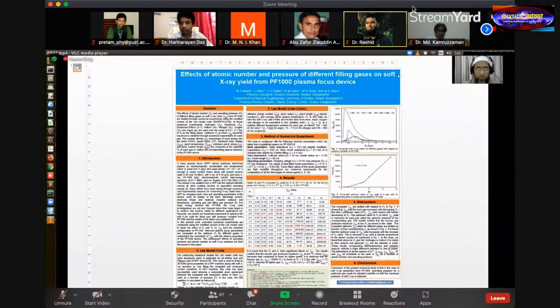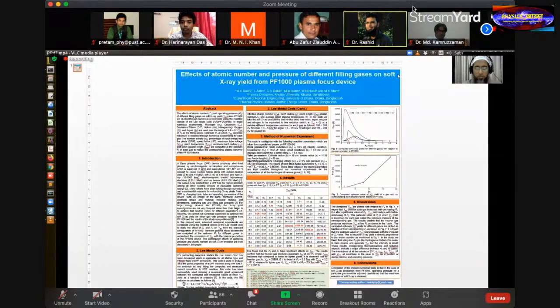He is going to present on the topic: effects of atomic number and pressure of different filling gases on soft X-ray yield from the PF1000 device. We used a modified version of the Lee model code to study the effects of atomic number and pressure for different gases on soft X-ray from the PF1000 device.